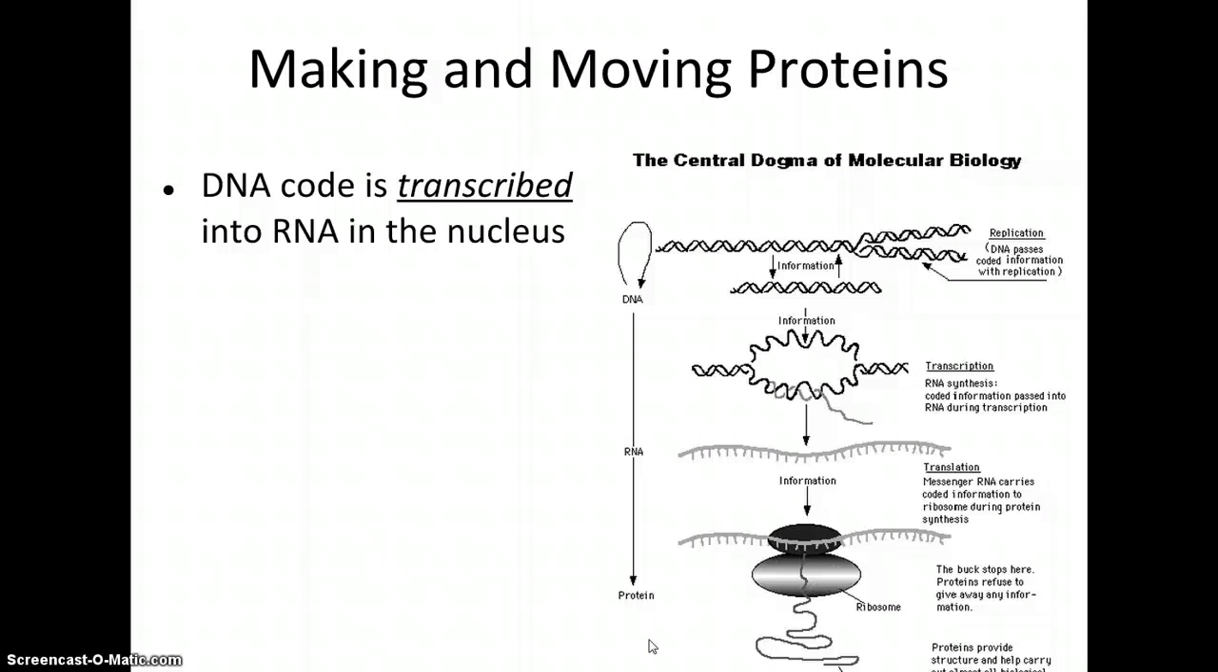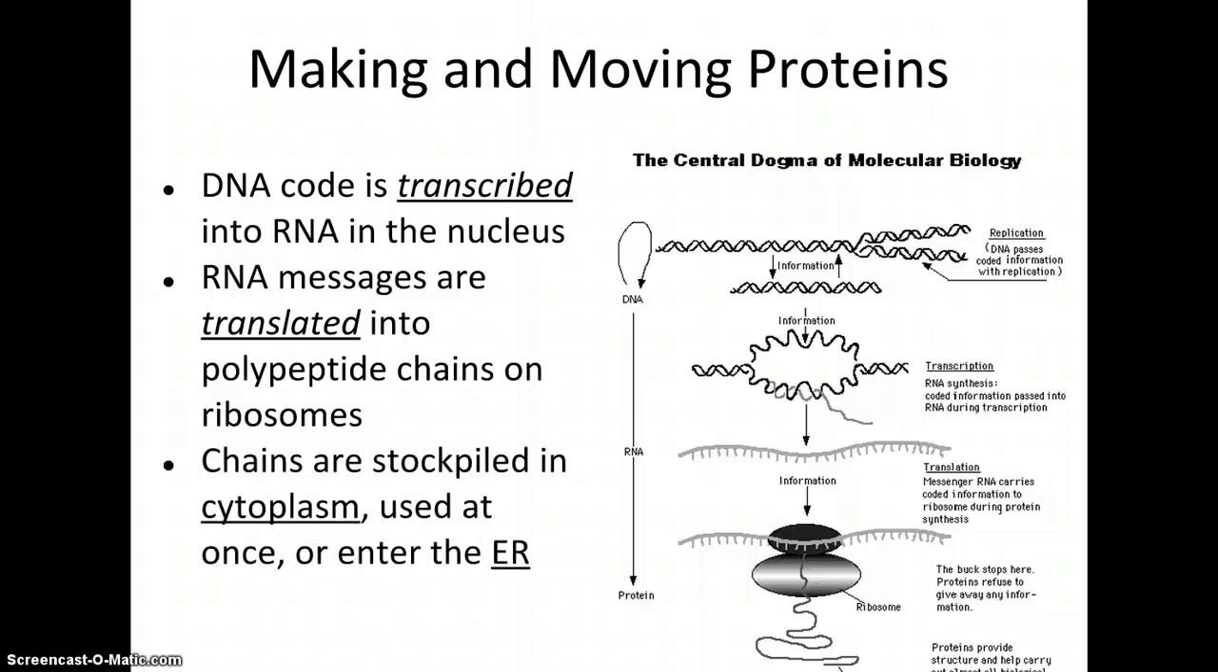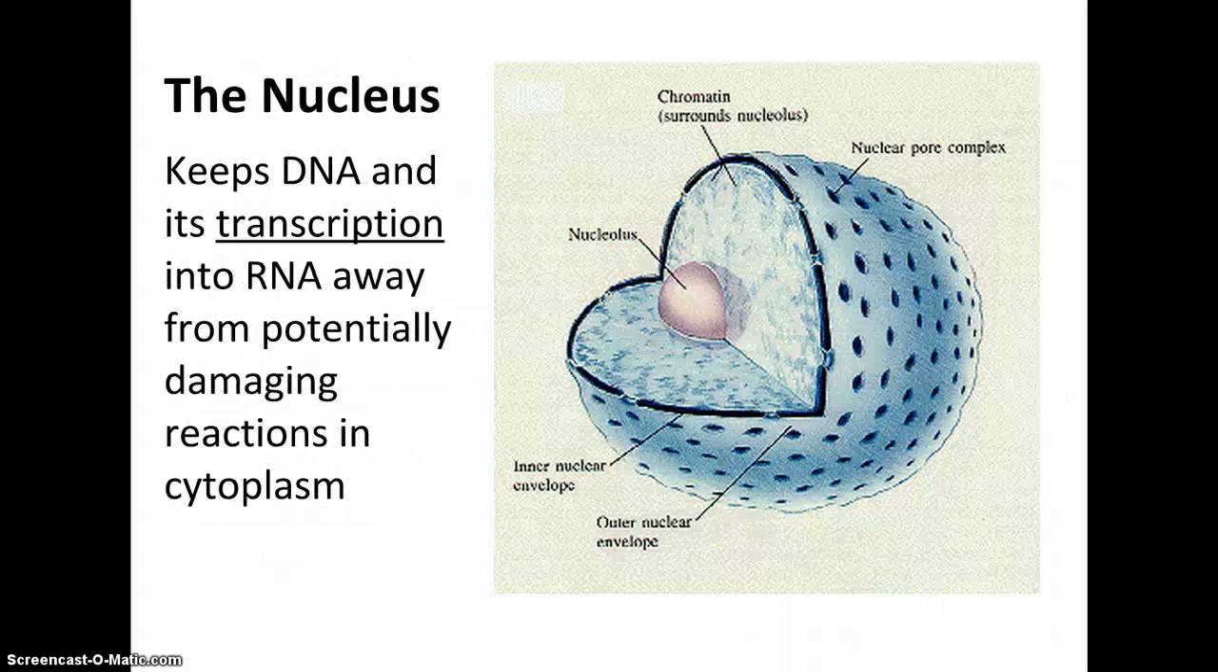So the DNA code is transcribed. RNA messages are translated, and then where are we going to put all this stuff? So we're going to stockpile in the cytoplasm, or maybe we'll put it in the ER, and then it'll be packaged and processed and then sent off to the Golgi apparatus.